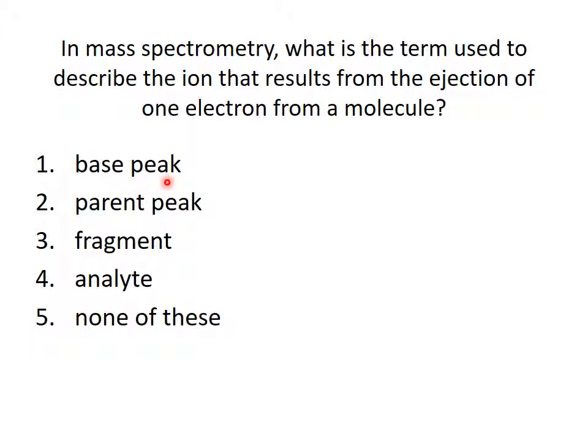Okay, well, the base peak is the peak that has the highest intensity, not the one that is for the molecule. A fragment is just something that results from the breakdown of that ion. An analyte is something that you're going to analyze, and so that's not what we call this ion. The parent peak is what we call this. Another term that we use is the molecular ion.